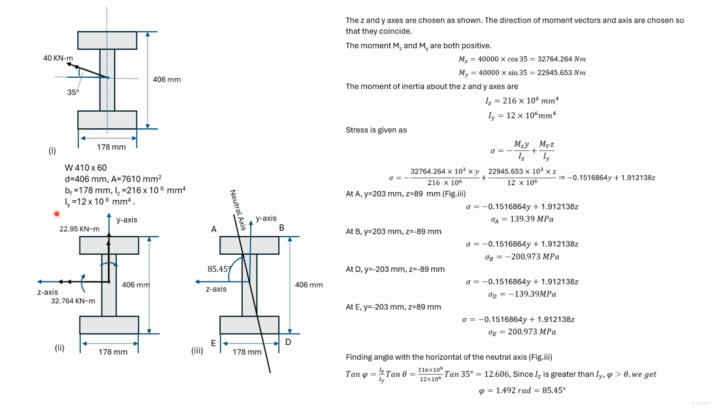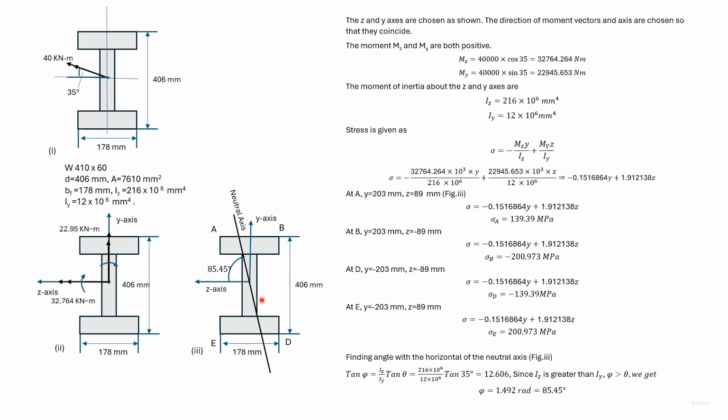We are given Iz and Iy. We find out Mz and My and we substitute in this equation so that we get an expression of stress in terms of y and z. The ordinates of A, B, D, and E are known. We substitute the ordinates in the equation for stress to get the stress at A, B, D, and E.